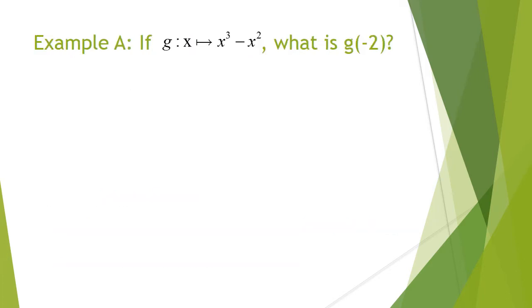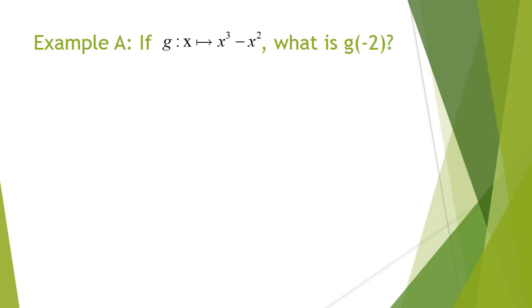Let's do a practice problem. If you know how to do this, go ahead and pause it and then check back for the answer. If you don't, I'll walk you through it. So if function g is the function which turns any input x in the domain into the output x cubed minus x squared, what is g of negative 2?